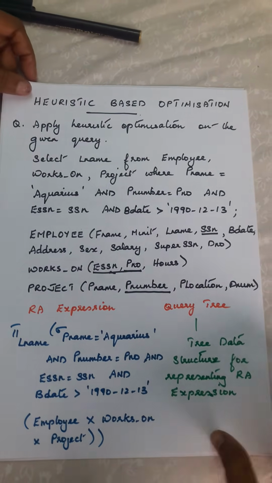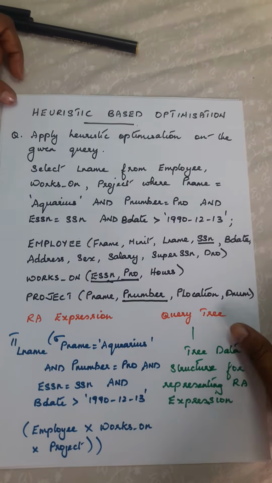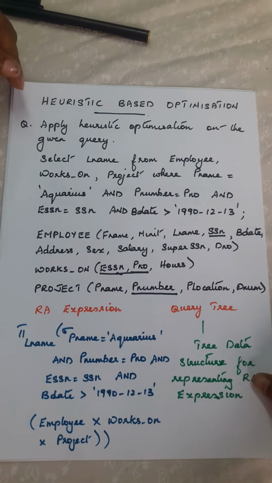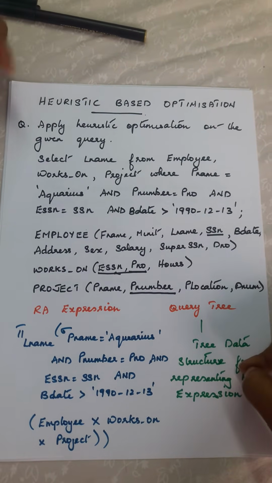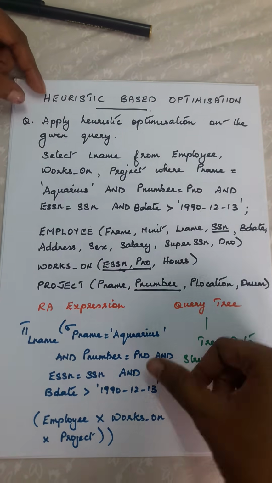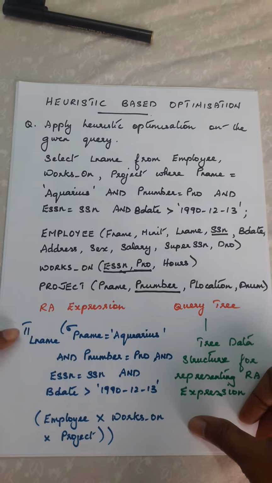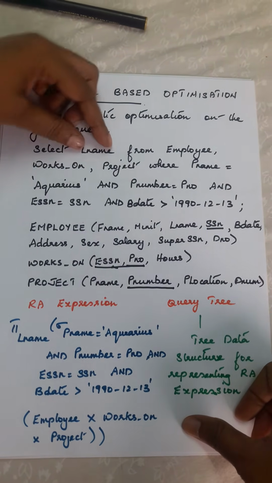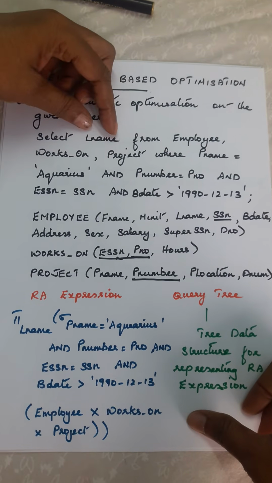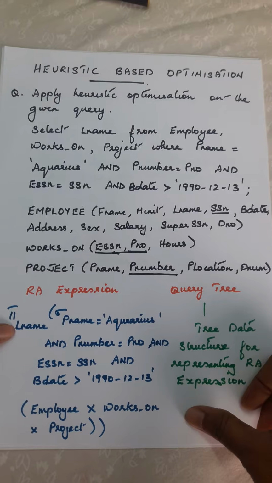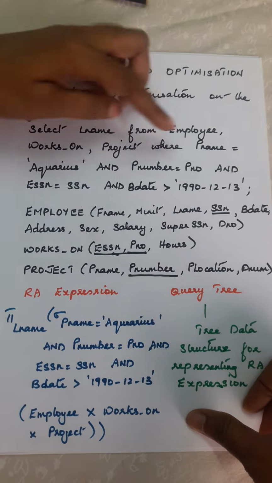And another thing you have to know is this query tree. Actually, this is a tree type data structure for representing the relational algebra expression. We will be using this query tree for performing this optimization step by step. Okay, so first of all, this is the relational algebra expression for the given query. The attribute we are selecting is the L name, so that we will be representing with the project operation pi L name, and the conditions are this.